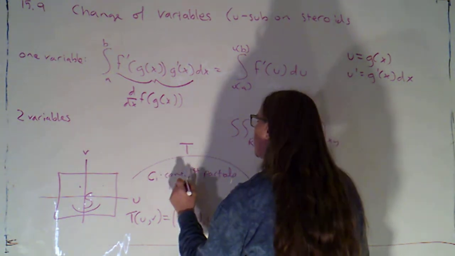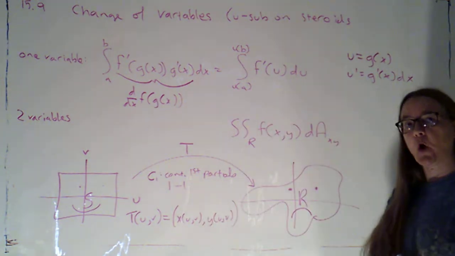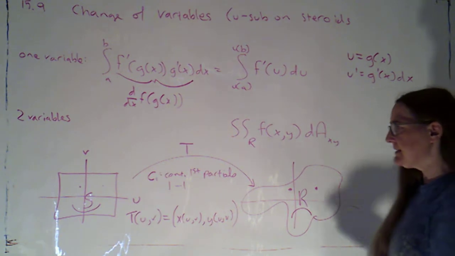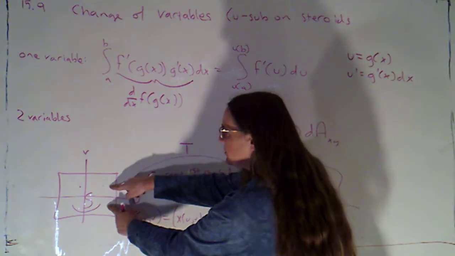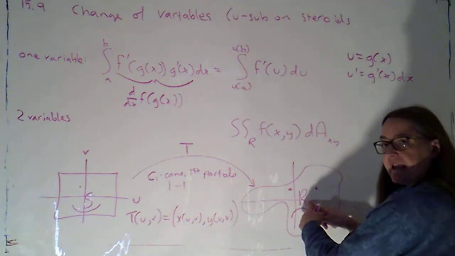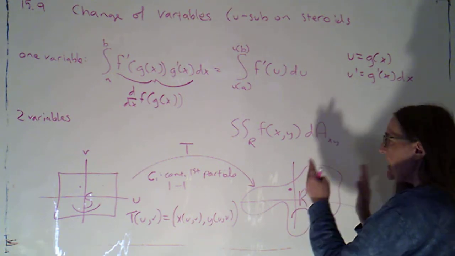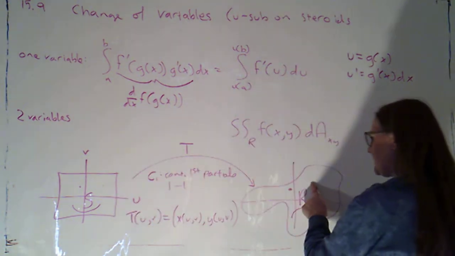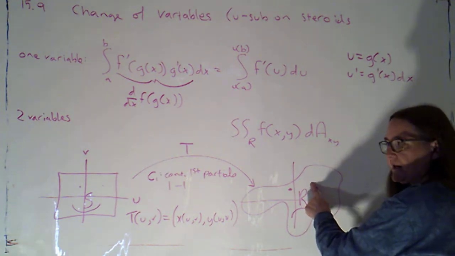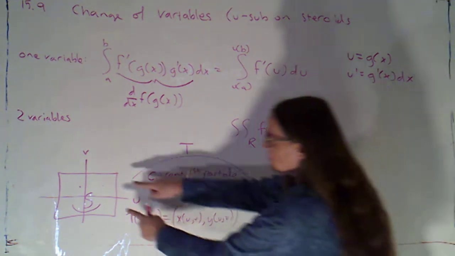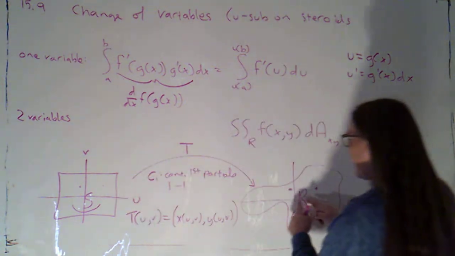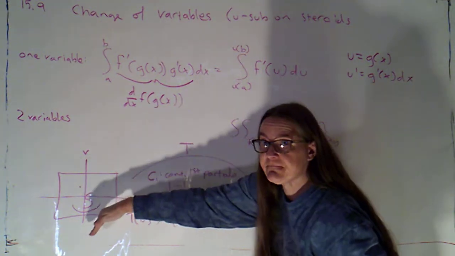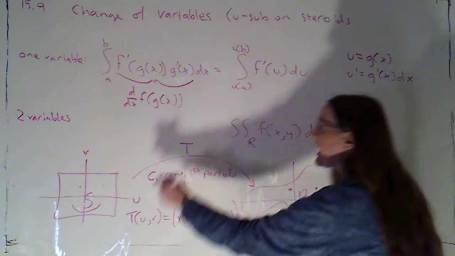And I'm also going to want it to be a one-to-one function. Now, one-to-one simply means that I don't have multiple points here mapping to the same point here. Anytime I have a function, a point in the domain is going to map to a unique point in the codomain. But I want this to be one-to-one, so I don't want two different points here mapping to the same value.